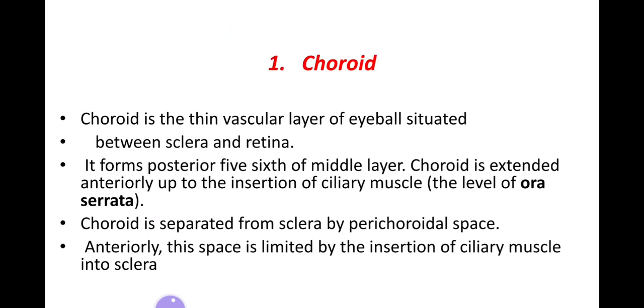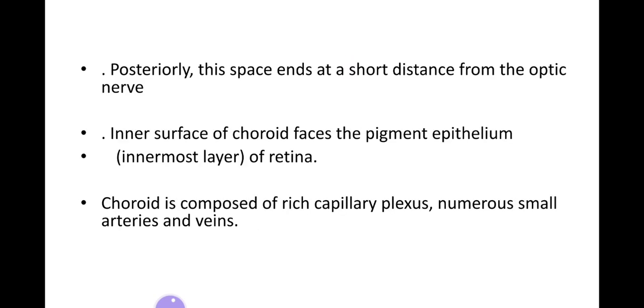First of all, choroid. It is a thin vascular layer of the eyeball situated between the sclera and retina. It forms the posterior five-sixths of the middle layer. Choroid extends anteriorly up to the insertion of the ciliary muscle, the level of ora serrata. Choroid is separated from the sclera by the perichoroidal space. Anteriorly, this space is limited by the insertion of the ciliary muscle into the sclera. Posteriorly, this space ends a short distance from the optic nerve.